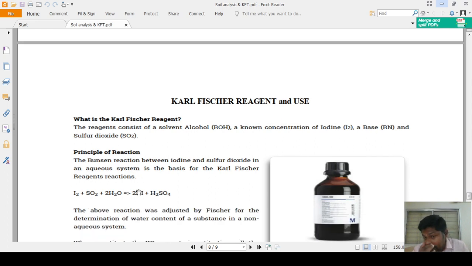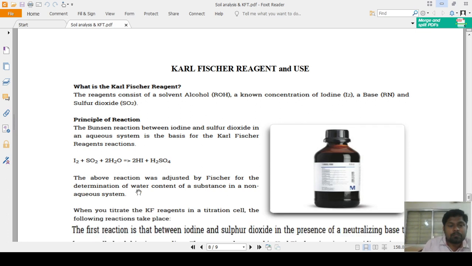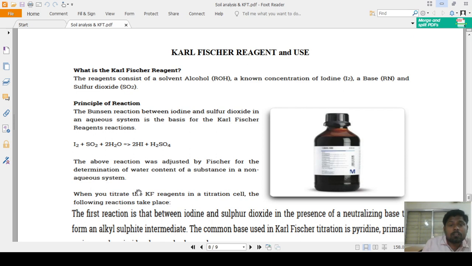Now the second important part that was not discussed earlier is the Karl-Fischer reagent and its use. That is content from the internet. I collected those contents from the internet; I did not find them in the reference book.